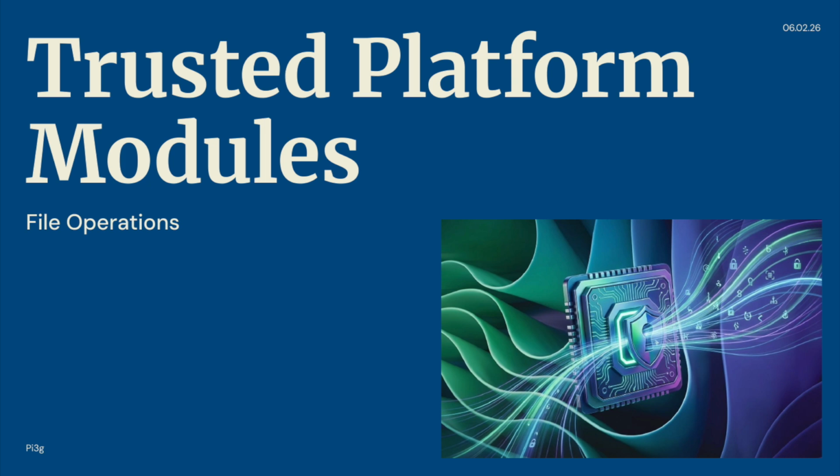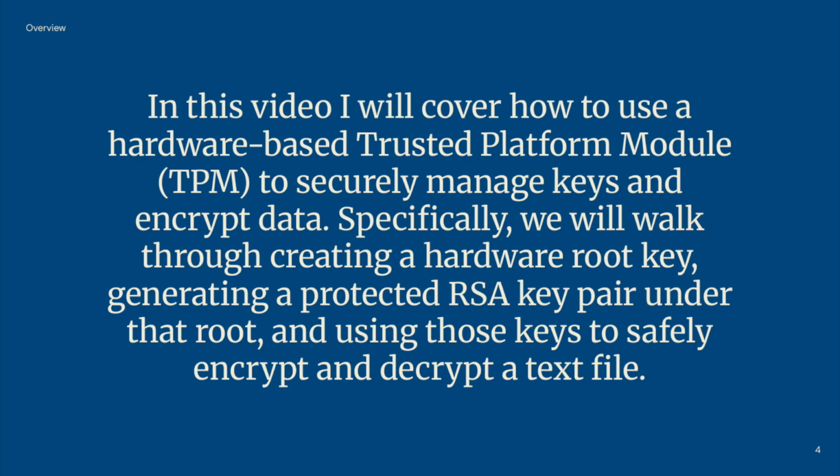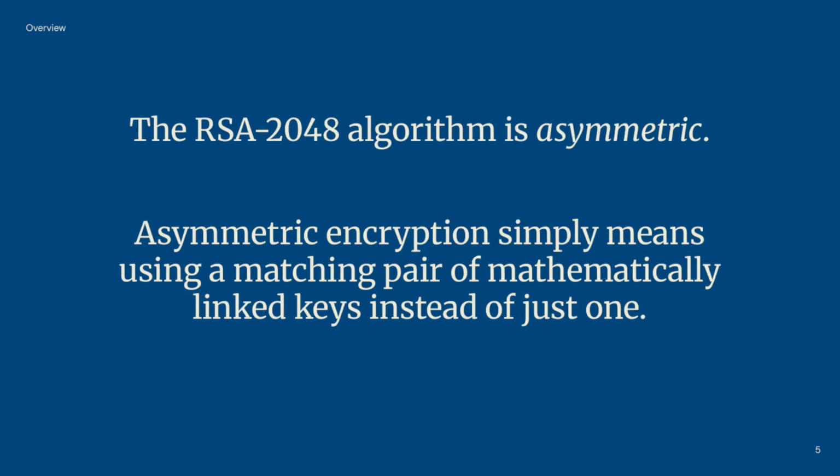This is the second installation in our series on trusted platform modules. In today's video, we're going to be doing file operations, namely a proof of concept of all the commands that you need in order to do an encryption and decryption of a test file. The algorithm that we're going to be using is called RSA, specifically the 2K variant.